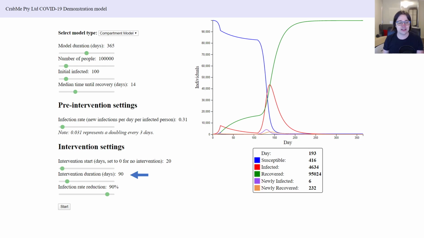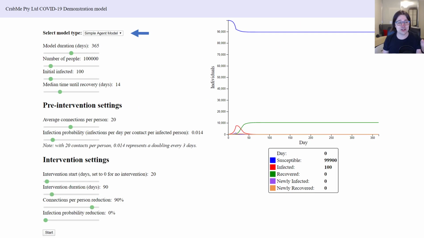The intervention lasts for 90 days, and the infection rate reduction goes down by 90%. We did the same thing with the simple agent model. So here, all the same settings as before, same intervention start here, same intervention duration. It's just a little bit different.